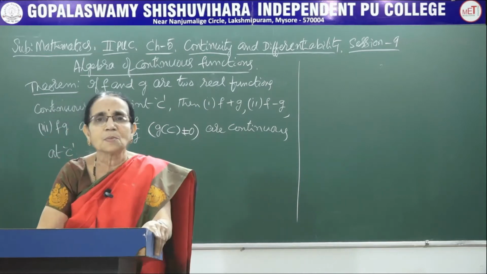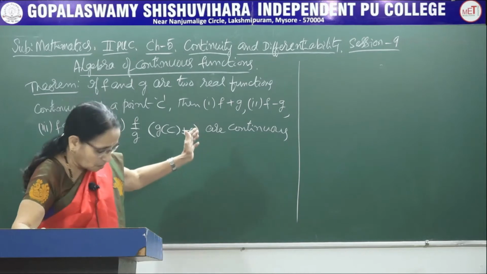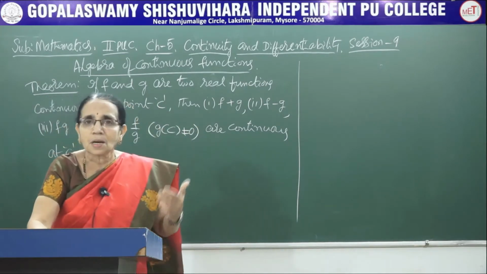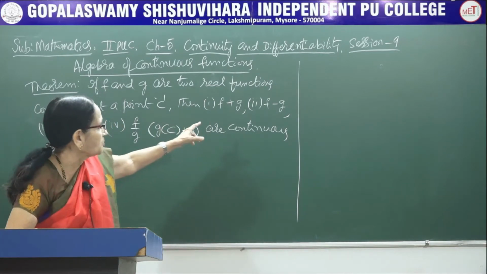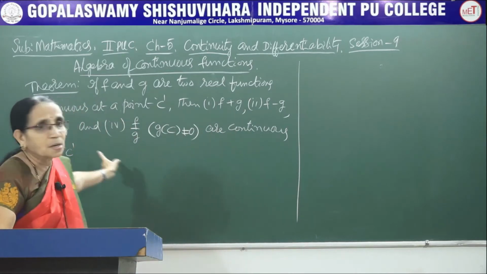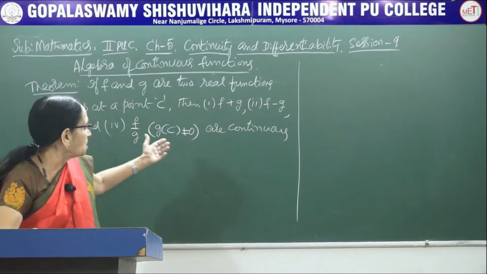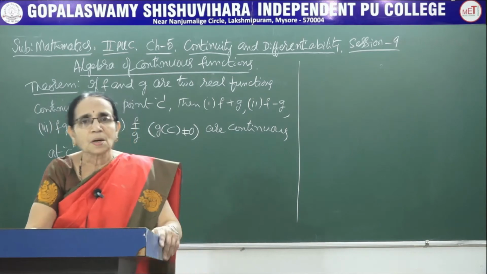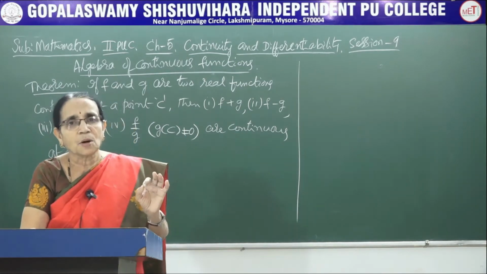What do you mean by algebra? When two functions are given, say f and g, that is the statement of the theorem here. When two real functions which are continuous at a particular point are given, then we try to prove that the sum of them f plus g, the difference of them f minus g, the product f into g and the quotient f by g, where g of c is not equal to 0, that is, as you know the denominator should not become 0. So, then all of them would be continuous at the point c.